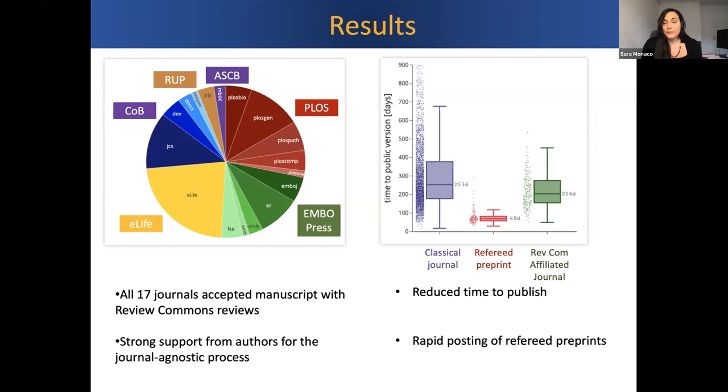So we strongly believe in the value of refereed preprints, and we want to support the use of this new means of communicating science by our authors and recognition of refereed preprints by funders and institutions.